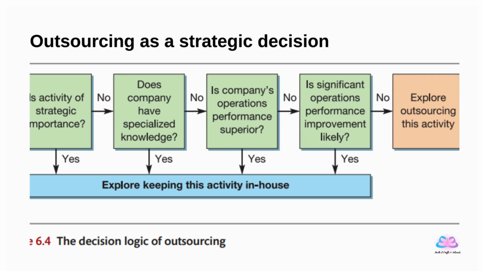Obviously, if its operations performance is already superior to any potential supplier, it would be unlikely to outsource the activity. But also, even if its performance was currently below that of potential suppliers, it may not outsource the activity if it feels that it could significantly improve its performance. Now, this Figure 6.4 illustrates this decision logic.